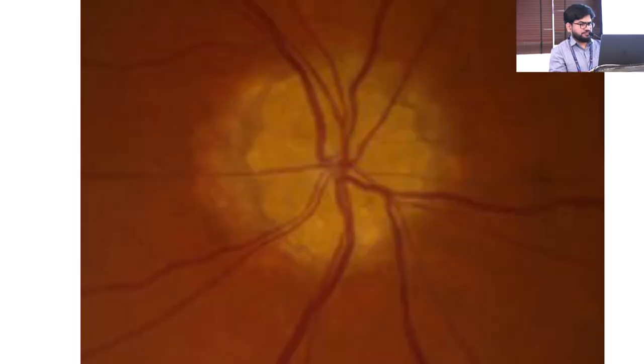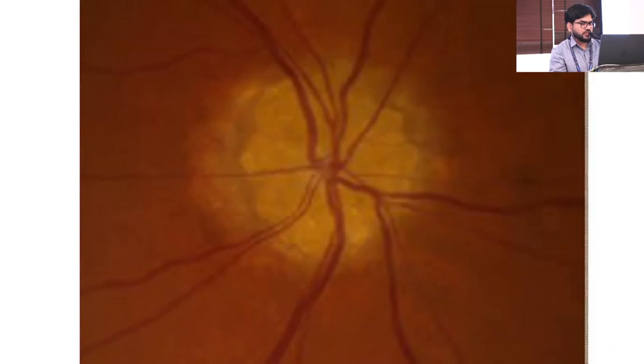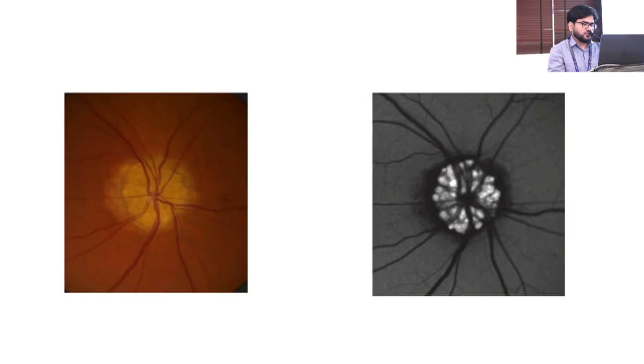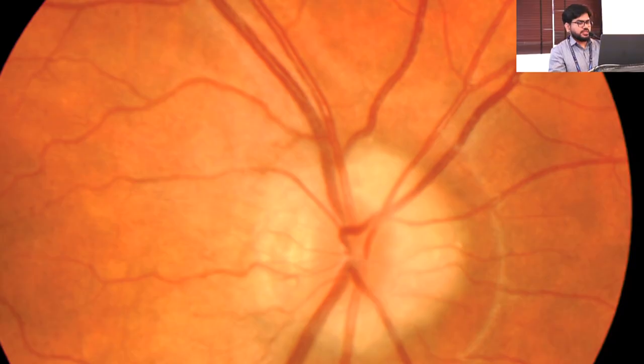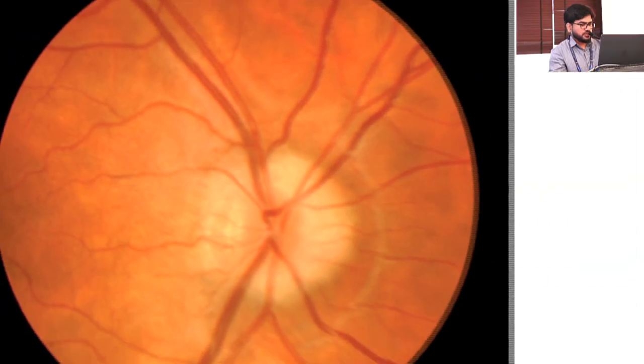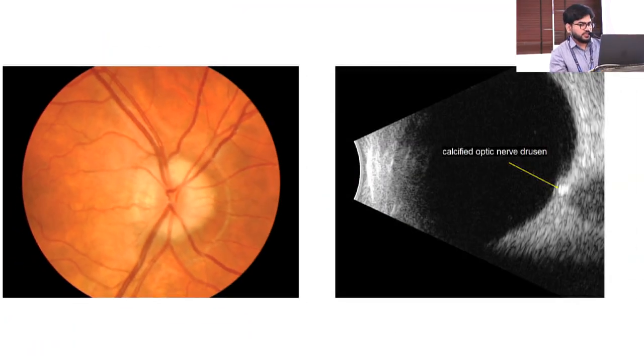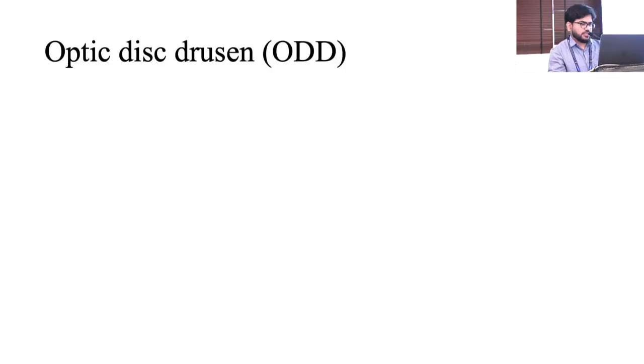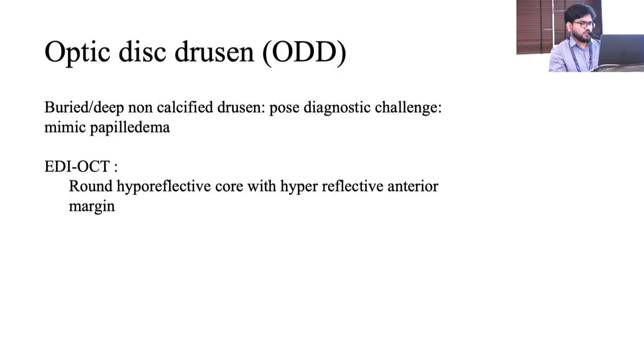This is a drusen which can be easily diagnosed just by looking at the fundus examination. If you have any doubt, you can do fundus autofluorescence, which helps in picking up the exposed calcified drusen. Then you have this case wherein it appears to be a true papilledema. If you have a suspicion, do an ultrasound. It could be a buried disc drusen as well. An ultrasound picks up buried calcified drusen very well. But if you have a buried or a deep non-calcified drusen, that poses a diagnostic challenge.